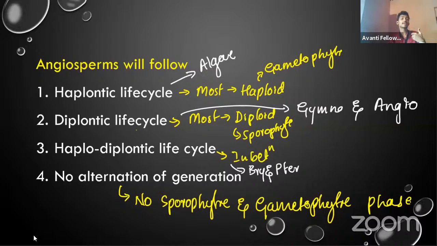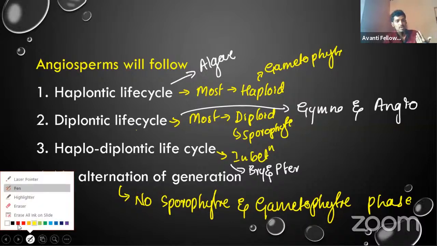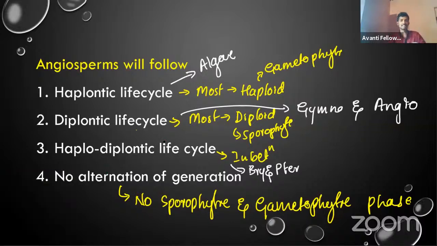That means whatever angiosperm or gymnosperm you encounter, all of them are actually sporophytes, because the gametophytic stage is so tiny. It will happen within the pollen grain, and it will happen within the ovary. That tiny are the gametophytic phases. The major phase is the sporophytic phase. So the correct answer is diplontic life cycle.